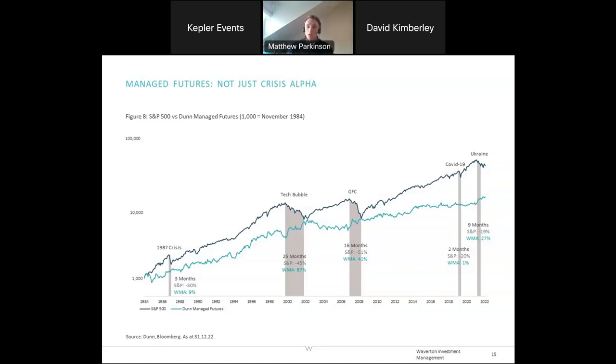But it's also managed to provide broadly positive returns during more benign market periods. You can just see here on this chart, the fund actually had positive performance during the 1987 crisis, Black Monday, the tech bubble, the GFC, COVID, and the Ukraine invasion.